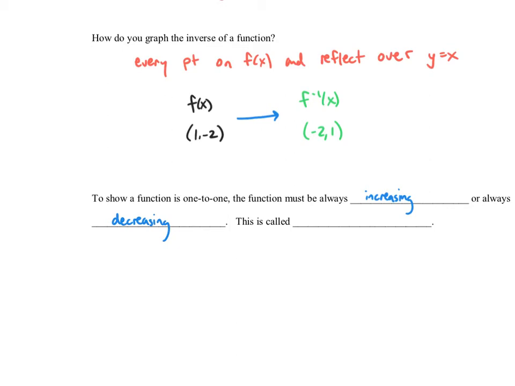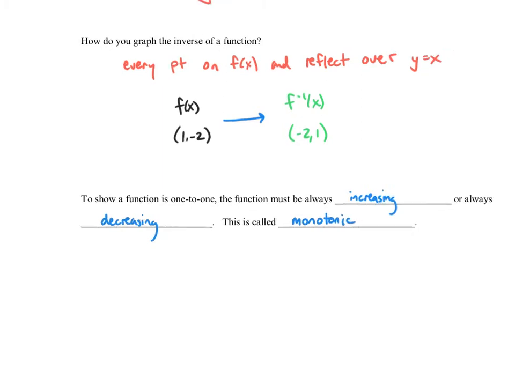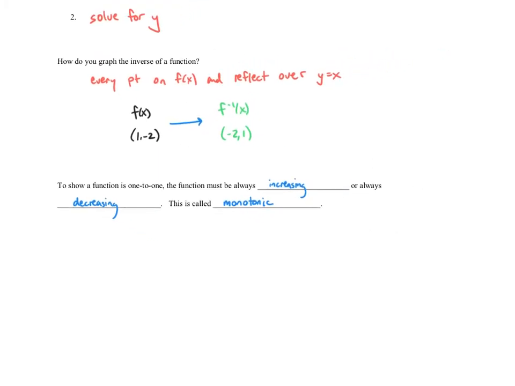And if you remember back to section 1.1, that's called a monotonic graph. Okay, let's move on to the next page.